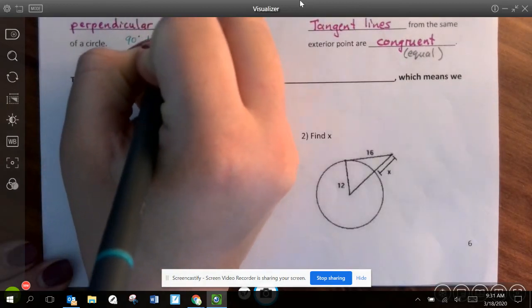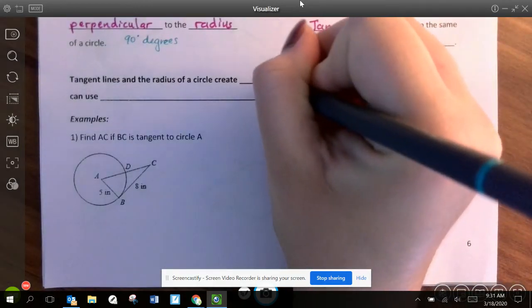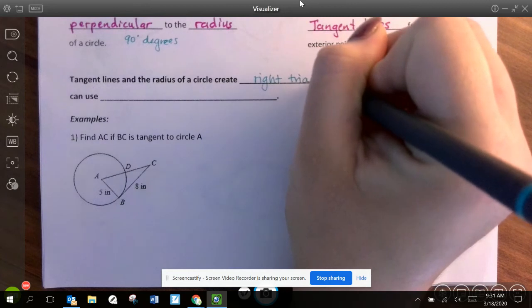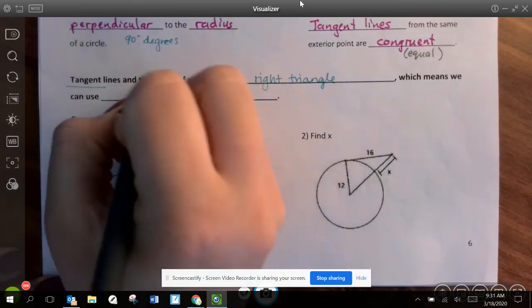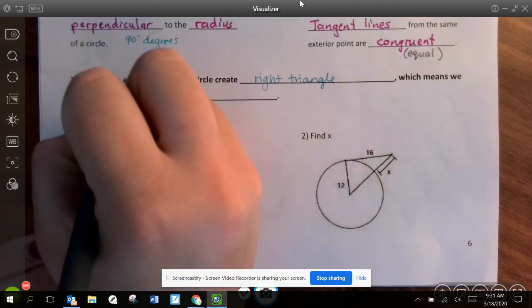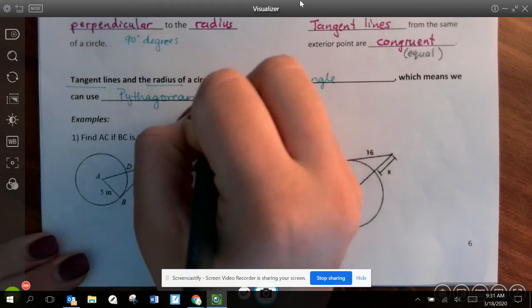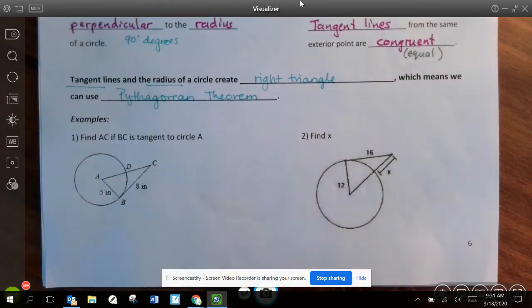And if I'm forming something that has 90 degrees, I'm actually creating a right triangle. So your tangent line and your radius are actually forming right triangles, which means we can use something called Pythagorean theorem, which we're very familiar with. We use it all the time. So these two examples down here are just going to be using Pythagorean theorem in a couple of different ways, okay? The first one says find AC if BC is tangent to the circle.